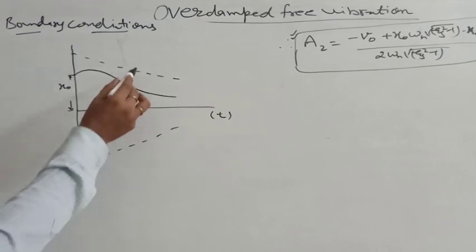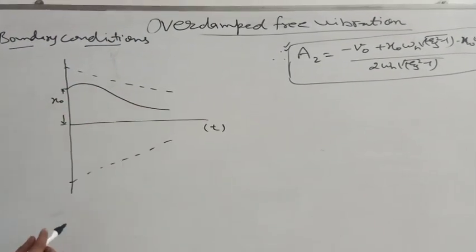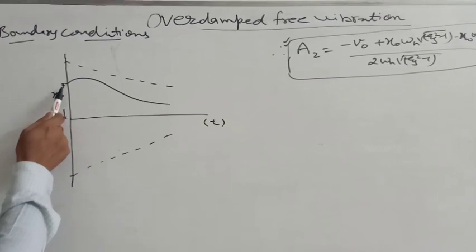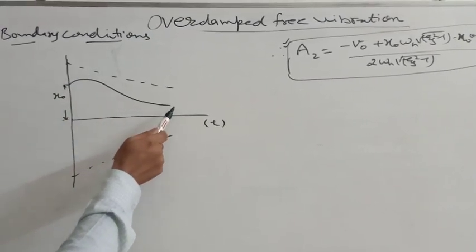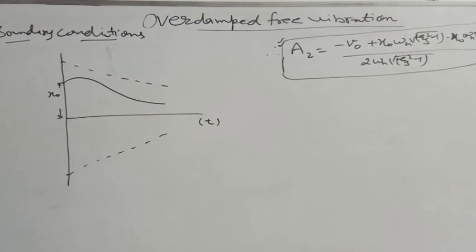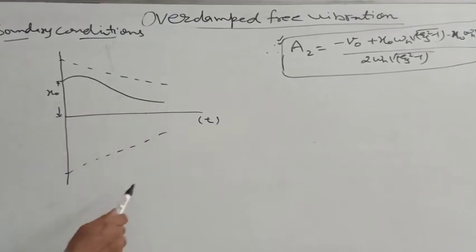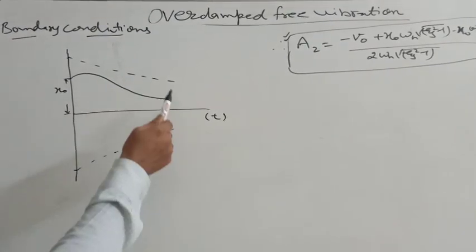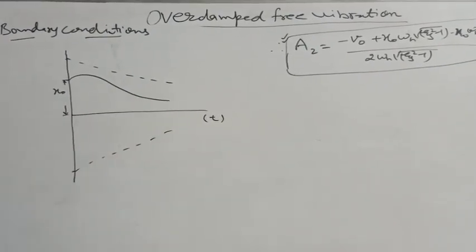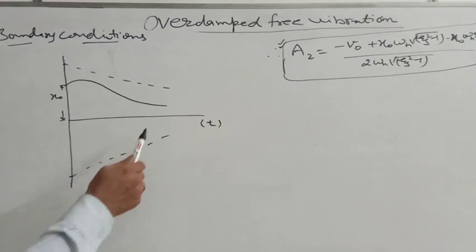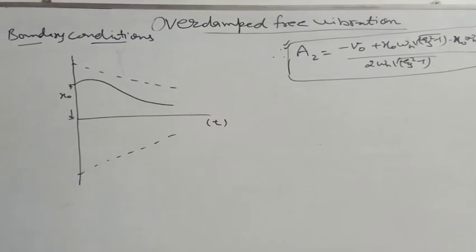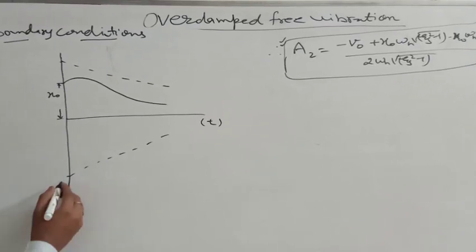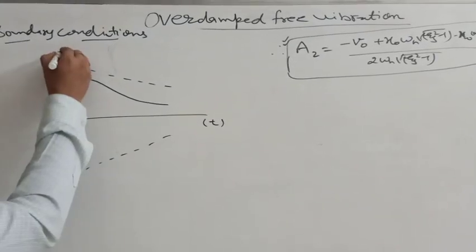That's why from this it is clear that plotting the graph from equation number 1, it is an exponentially decreasing graph and it is a non-oscillatory or non-vibratory system. If we give some disturbance to this type of system, it will take infinite time to come to the equilibrium position. That's why this is a non-vibratory system, known as the overdamped system.